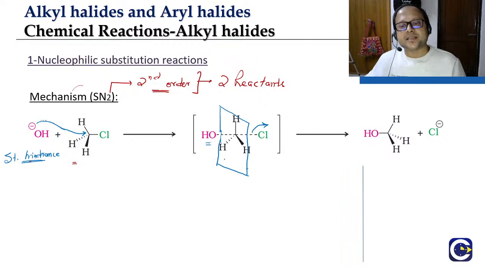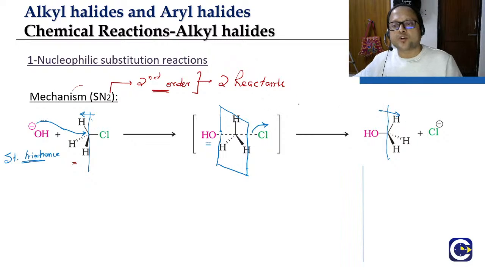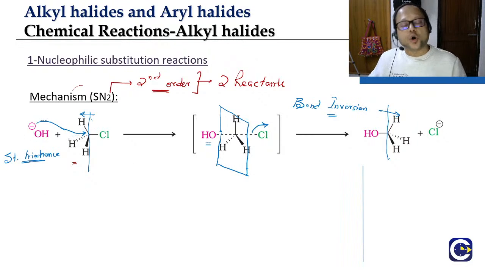At the same time, when OH becomes a complete bond, it will force these 3 hydrogens to move to the other side. See here, this is the plane. Initially they were in this direction, now they are in that direction. So this is what we call inversion. Whenever there is going to be an SN2 mechanism, it will always involve inversion, right? Okay.